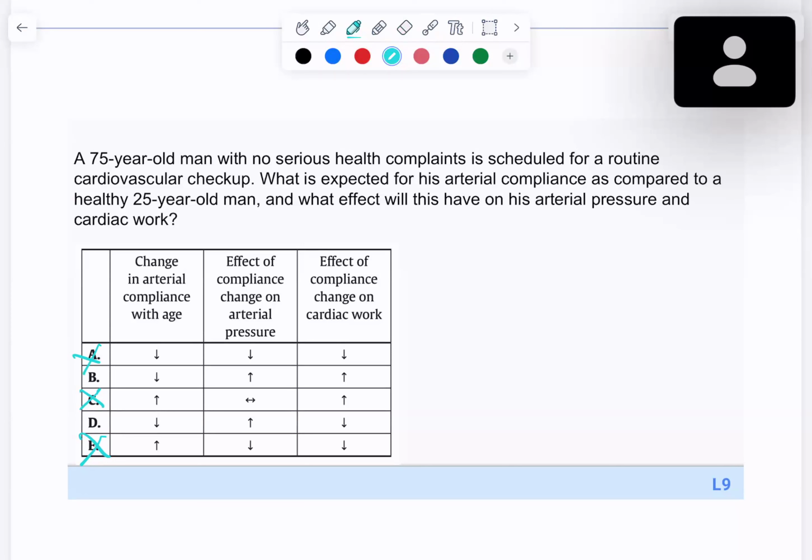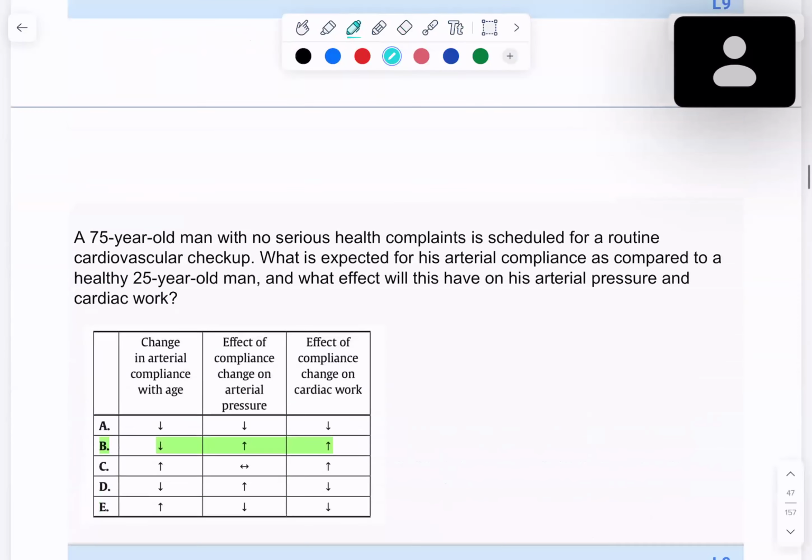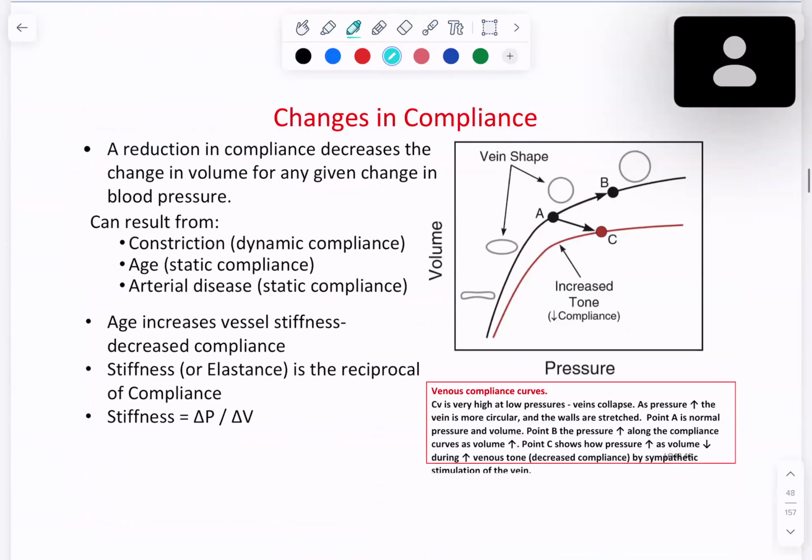Now, do you think that your heart has to work harder when there's more blood pressure, or does it have to work less? Of course, it will have to work harder when the pressure against its pushing is higher. So you will have to do more cardiac work, and the correct answer is indeed B. Here we can see that there's a change in compliance, meaning your elastance is decreasing. When you have more stiffness, you have more pressure, and your heart has to do more work.